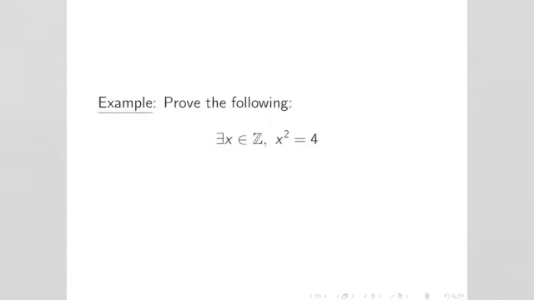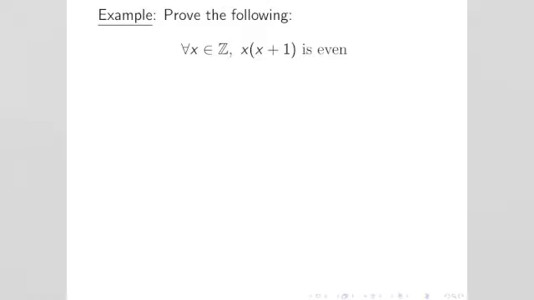Let's look at some examples. If I want to prove that there is an integer x so that x squared equals 4, all I have to do is exhibit one. So here's my proof. 2 squared is equal to 4. That's enough.